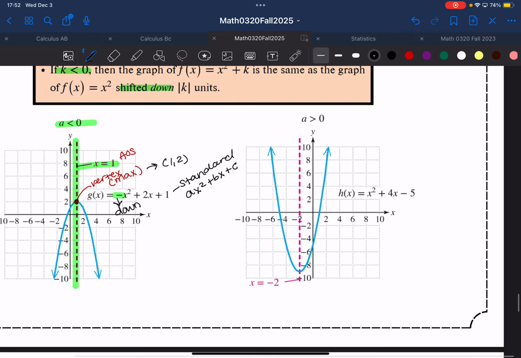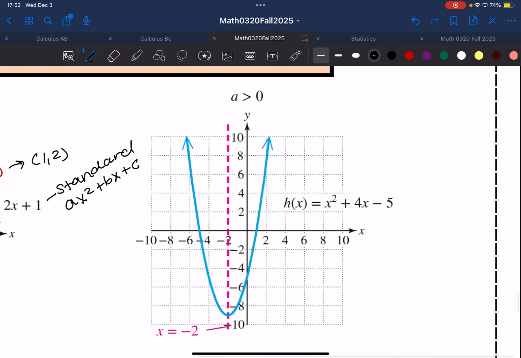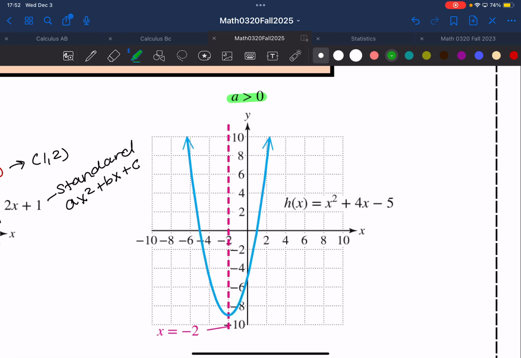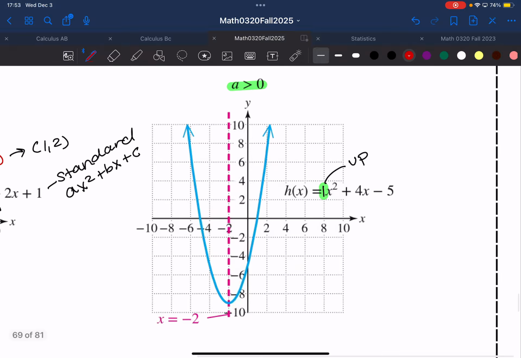Okay, so on this one, you'll notice that some things are opposite here. We have a is greater than 0, which means a is positive. Well, in this case, our a value is what? What if we don't see a number? 1. It's a positive 1 right here. This is telling us that it's going to face up. We have our vertex at the bottom this time at what point? (-2, -9).